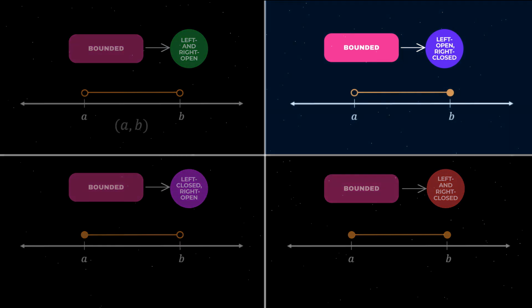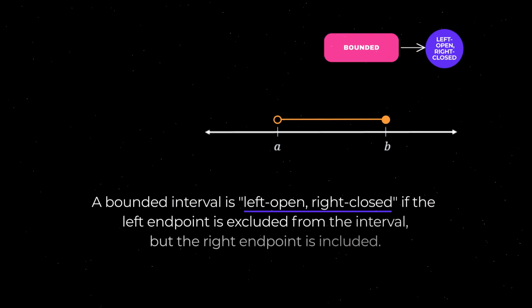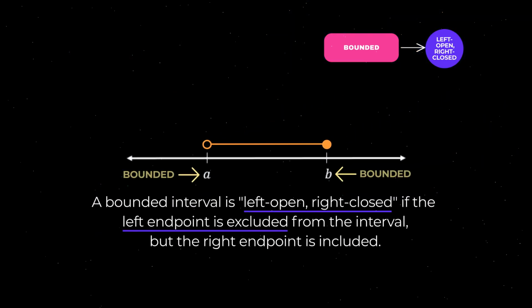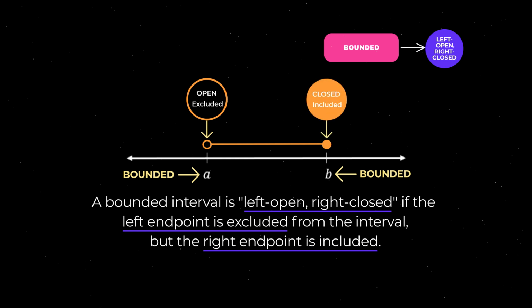Let's now look at a bounded interval that is left open, right closed. A bounded interval is left open, right closed if the left endpoint is excluded from the interval, but the right endpoint is included. A general example of this type of interval is shown on the number line here, where the open circle above the left endpoint indicates the exclusion of this endpoint, and the closed circle above the right endpoint indicates the inclusion of this endpoint.